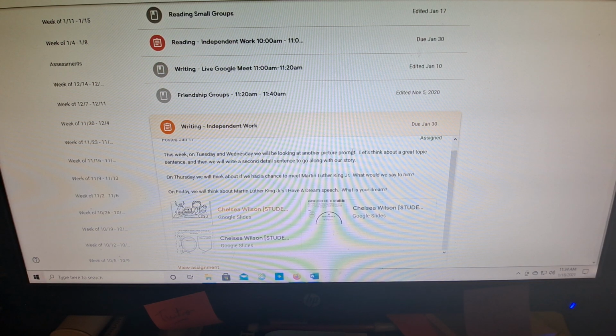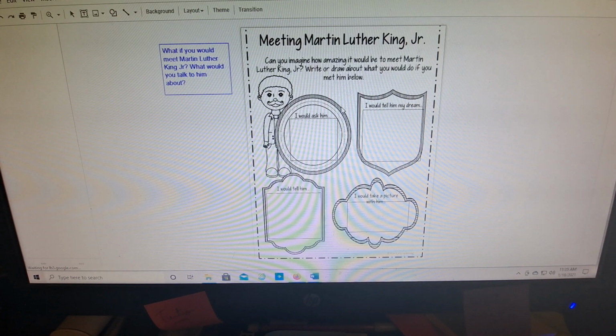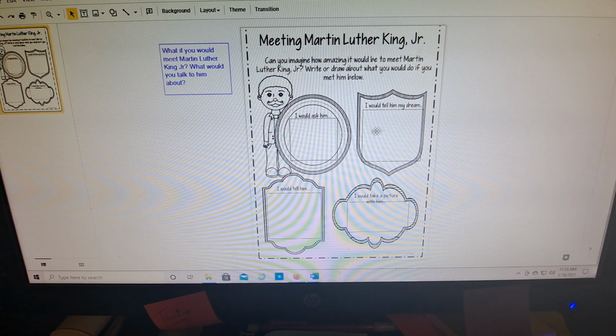Now we're learning about Martin Luther King Jr. this week, so our work for Thursday and Friday goes along with that. On Thursday, if you could have met Martin Luther King Jr., I would ask him, I would tell him my dream, I would take a picture with him, maybe doing something. So we'll talk about that, and it's maybe writing some simple sentences about what I would do or would ask him, things like that.